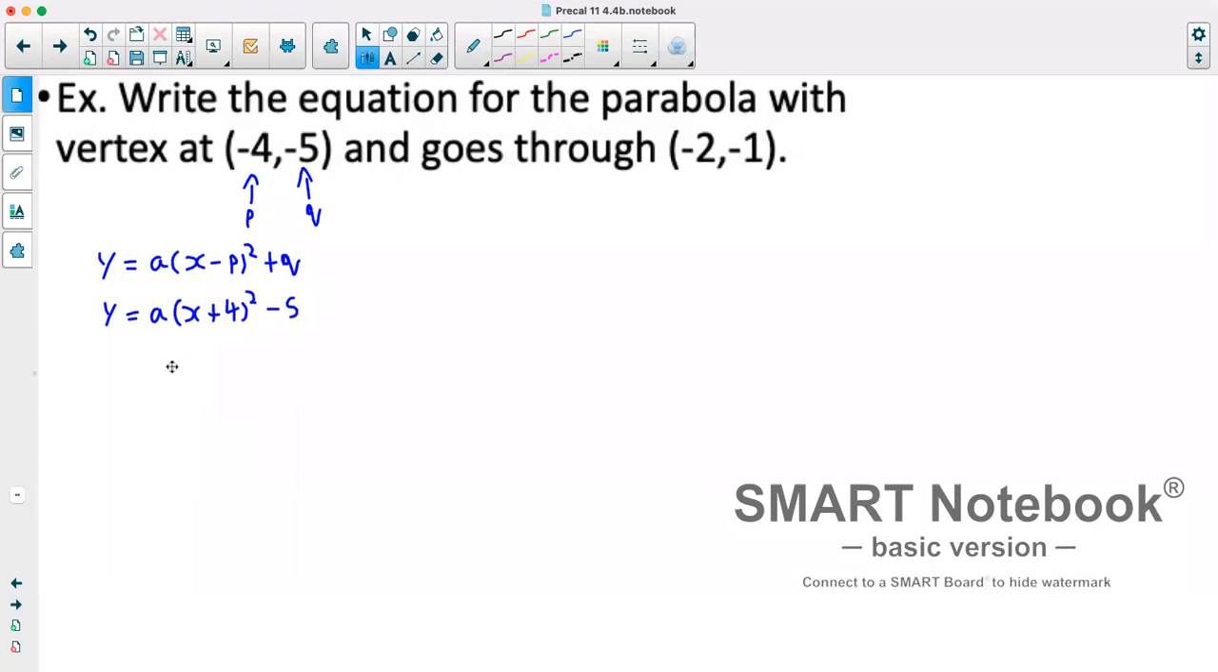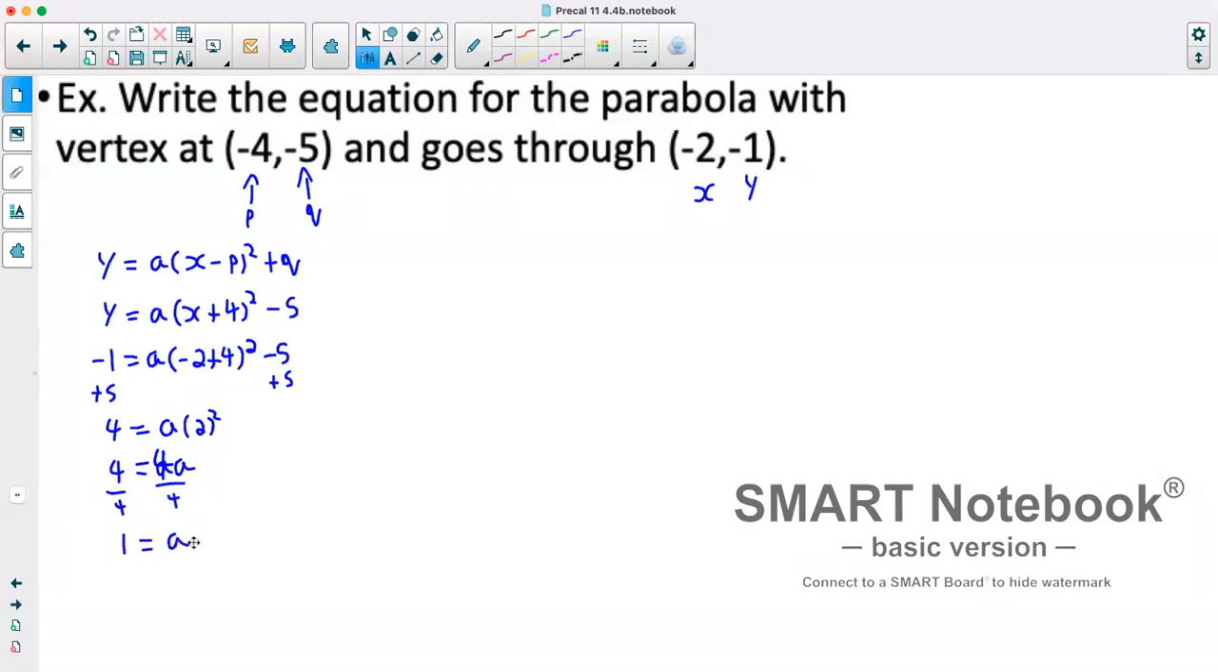Now we need to figure out our a value. To do that, we will put in any other point on our graph. So we'll use this point they gave us. So we have a y value of -1 and an x value of -2. And then gradually rearrange. So add 5 to both sides. So 4 is equal to a times 2 squared. So 4 is equal to 4a. Divide both sides by 4. 1 is our a value.